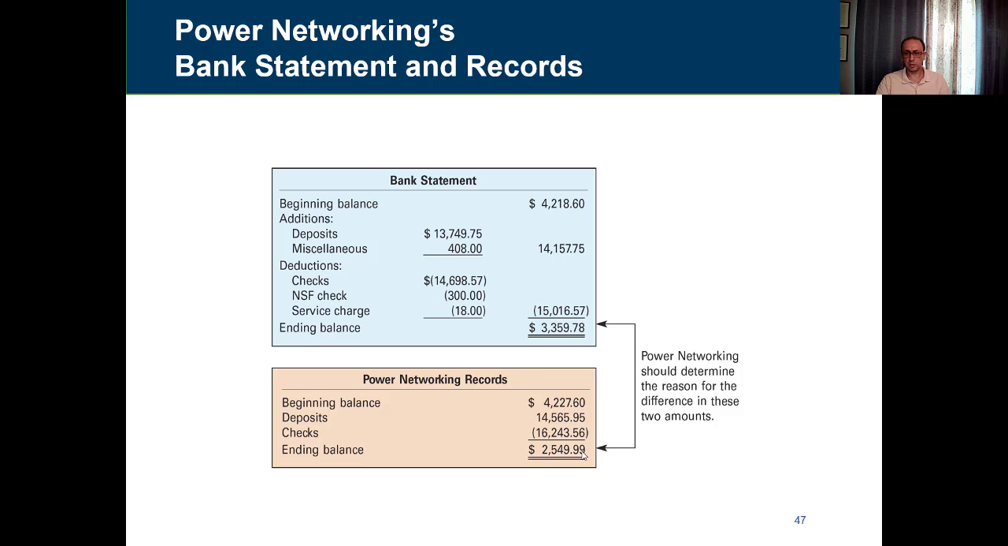This is what we're going to be trying to explain in the next video. As you can see here, Power Networking should determine the reason for the difference in these two amounts. In the next video, I'm going to show the bank reconciliation and how we can understand the difference between the value on the bank statement and the values on our records. And by the way, both of them might be incorrect, and we need to adjust our records to make sure that it meets the updated bank statement balance.